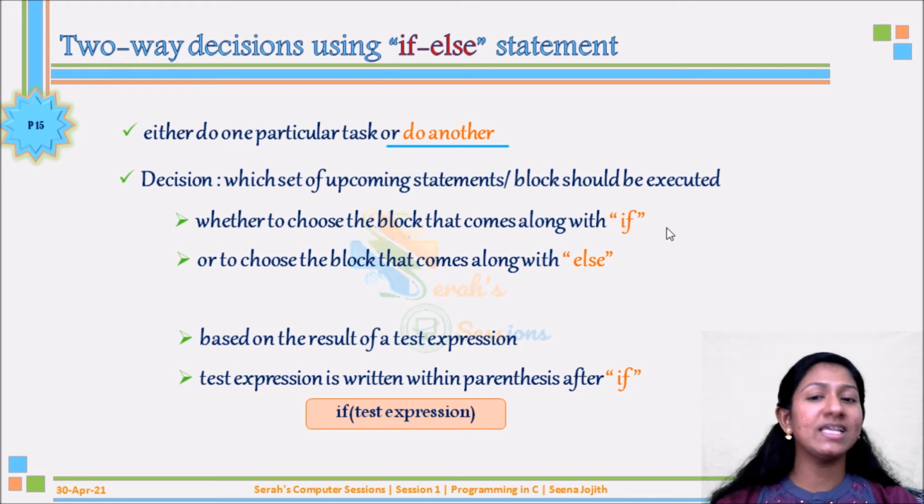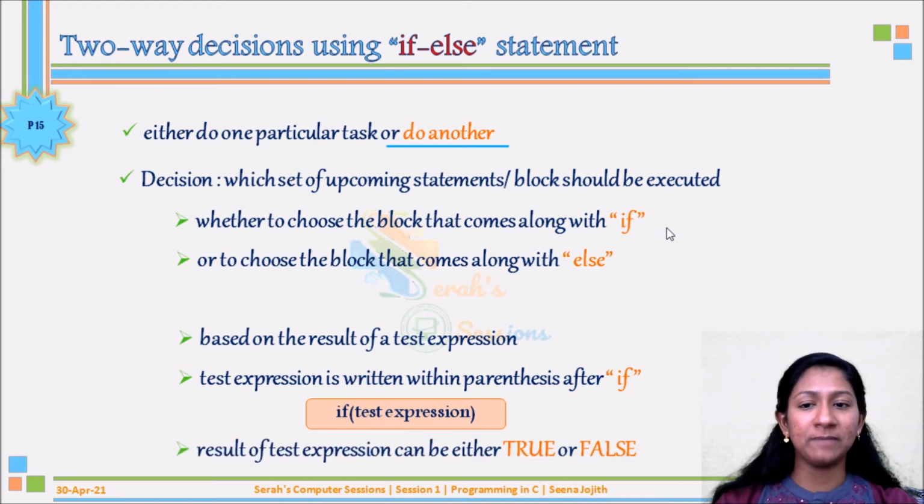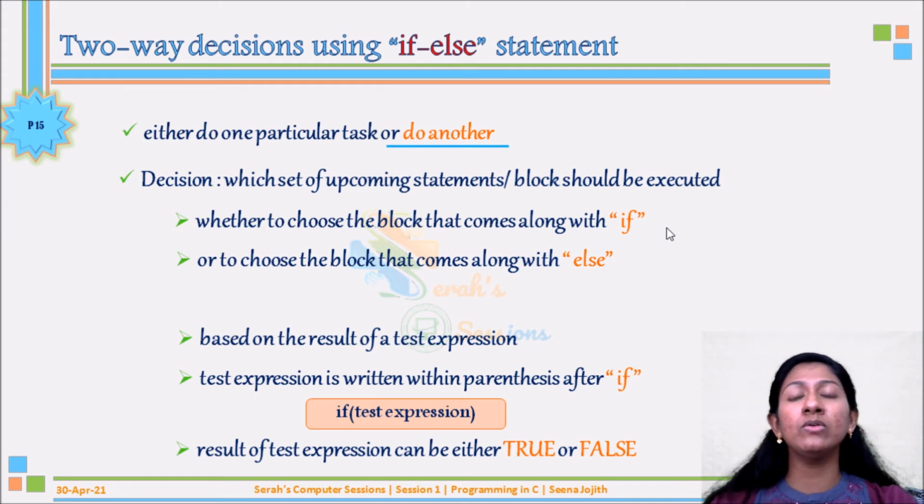So here you can see it's written like this. The result of the test expression can be either true or false, same as in if only, but the only addition that is made in two-way selection, that is if-else, is that we get an extra else construct.